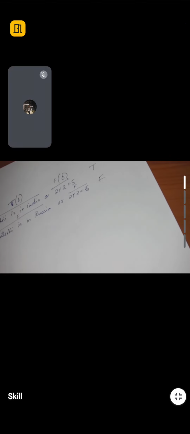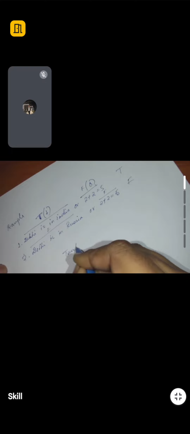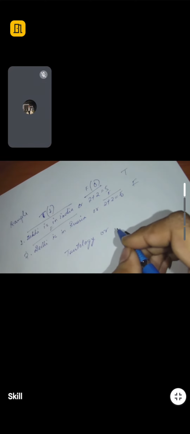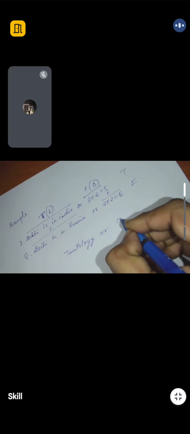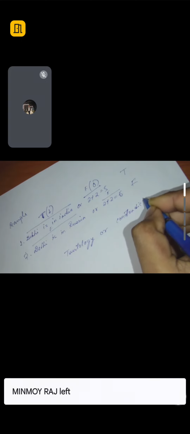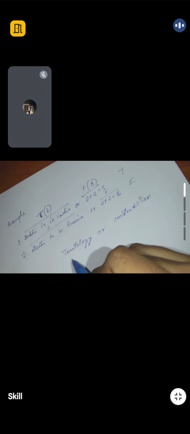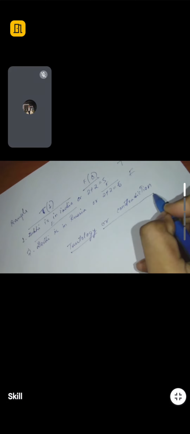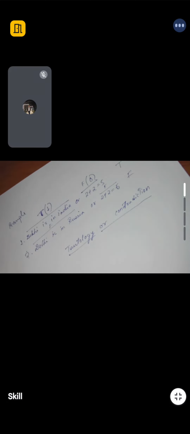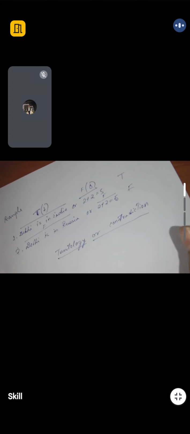Now we'll see what is tautology or contradiction. What is tautology or contradiction? Does anyone know what tautology and contradiction are?